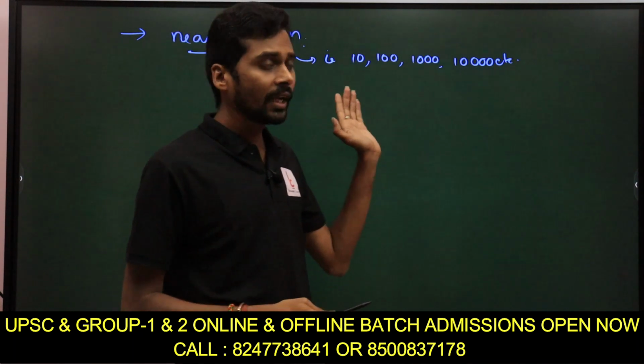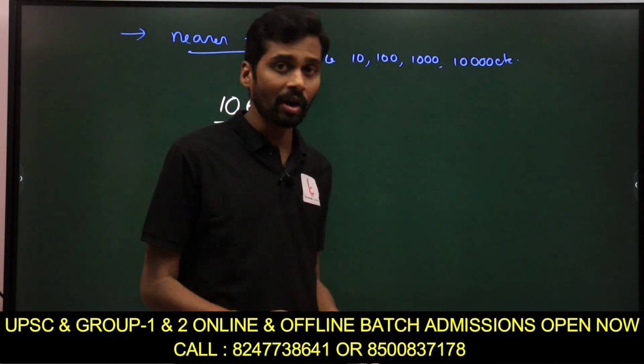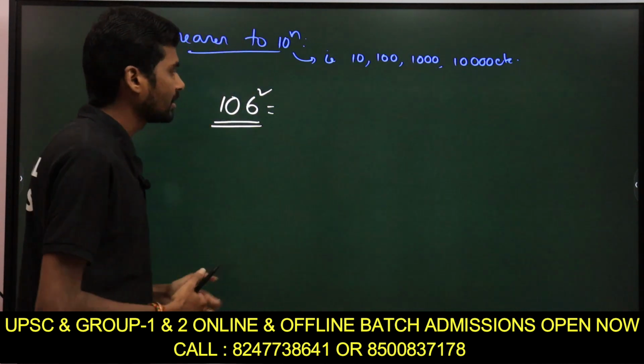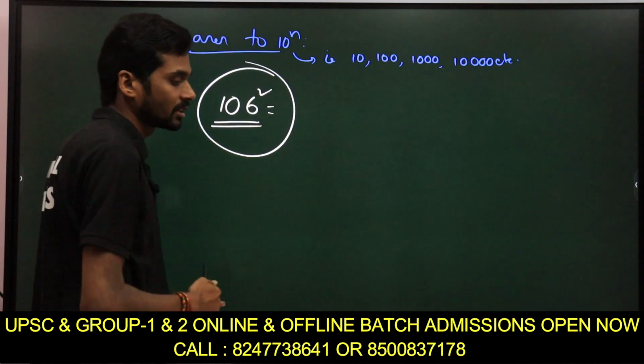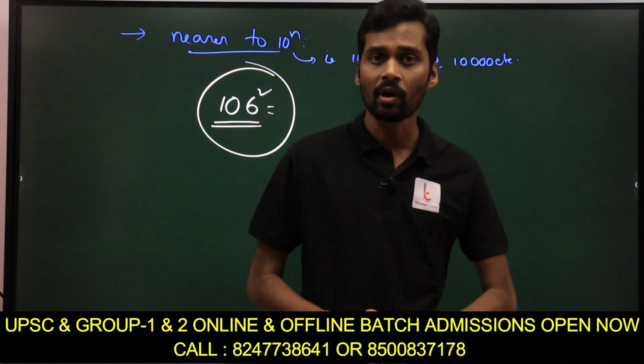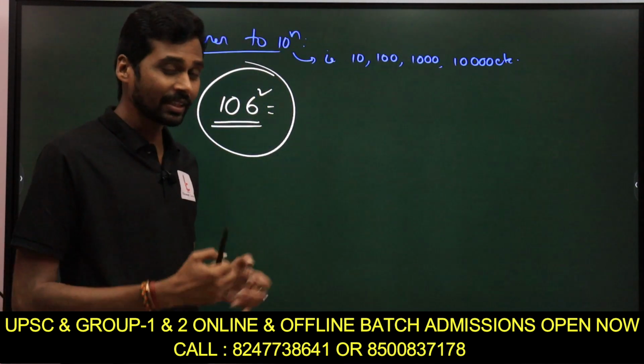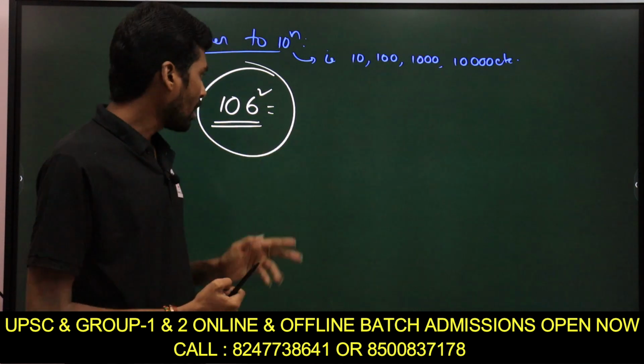But if the numbers are nearer to 100, 1000, 10,000 or 1 lakh, it can be any 10 power n. How do you find them? Let's take the number 106 square. To find the square of 106, we have different approaches, but the smartest approach is this.